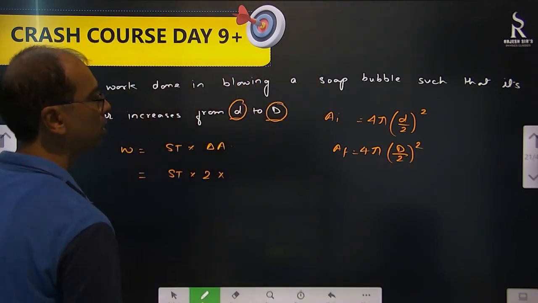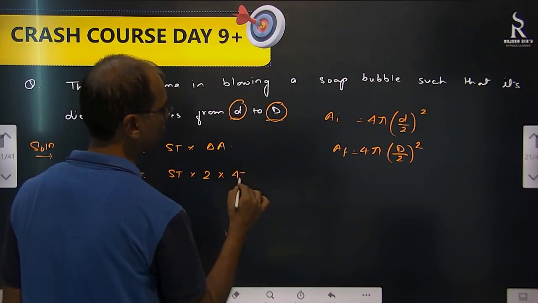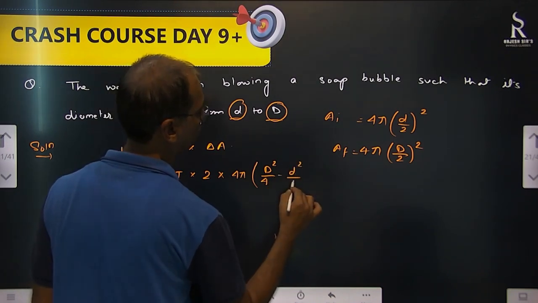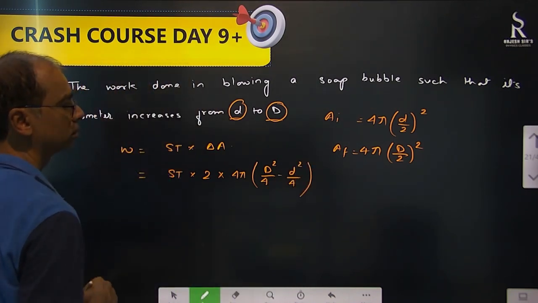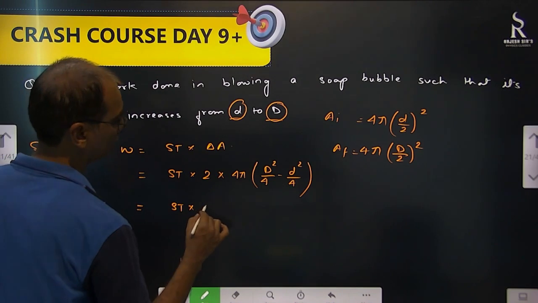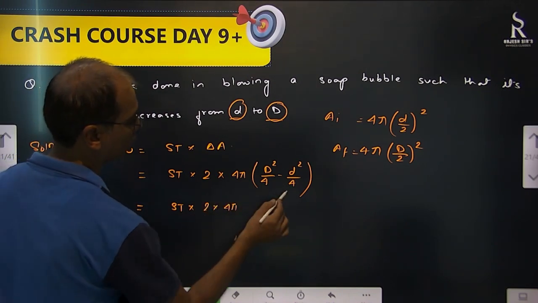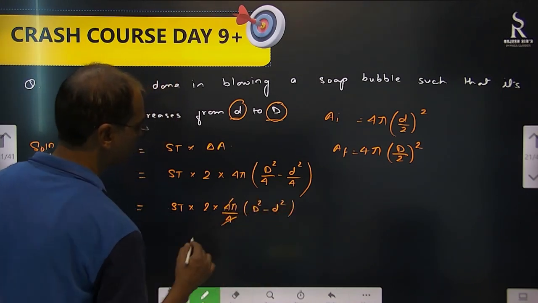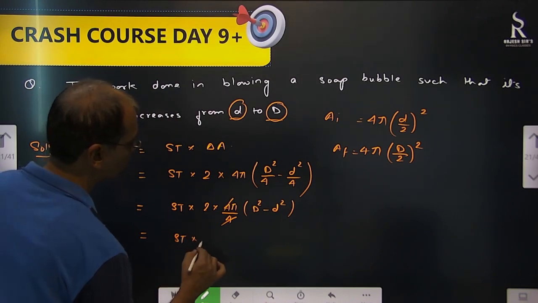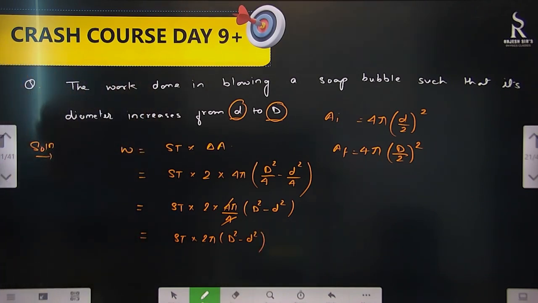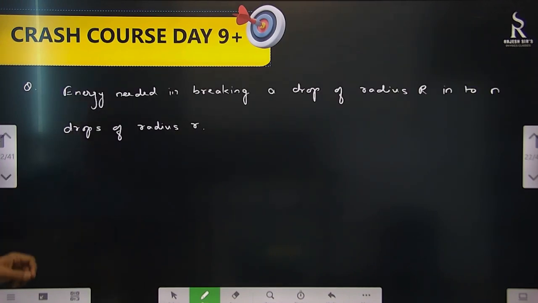Put it here. So 4 pi you can take common. Then what do you have? Capital D square by 4 minus small d square by 4. So what we got? Surface tension into 2 into 4 pi. Take this 4 outside also. Then we have D square minus d square. 4 and 4 cancel. So surface tension into 2 pi into D square minus d square. This is the work done, that many joules.